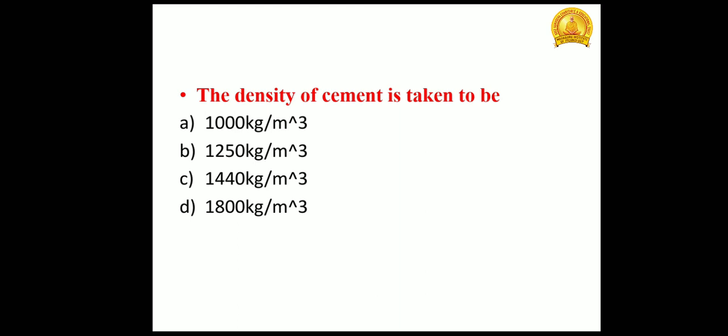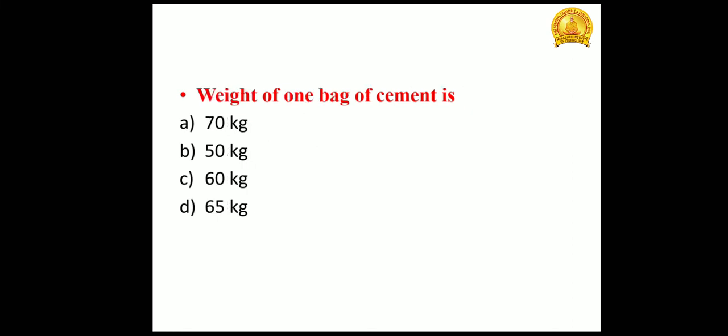Here they have given 4 options. What they have asked for is the density of the cement. It is a standard value, and it will be taken as 1440 kilogram per meter cube. So here option C is the right choice. Okay, so moving on to the next question.